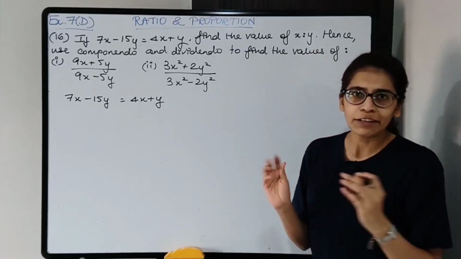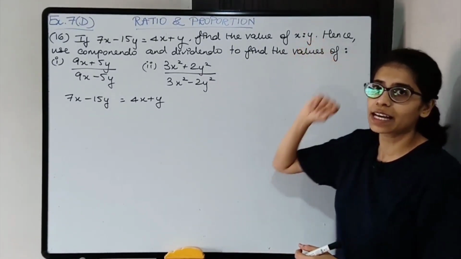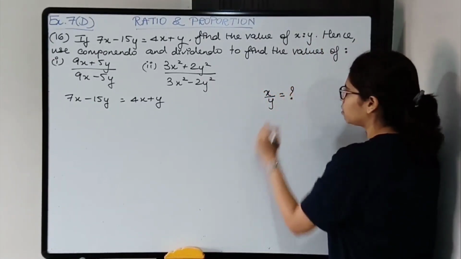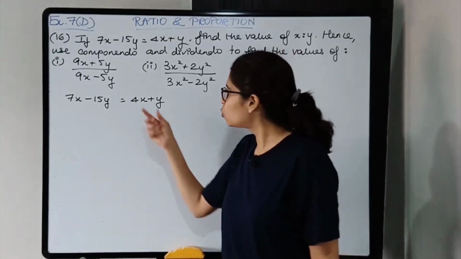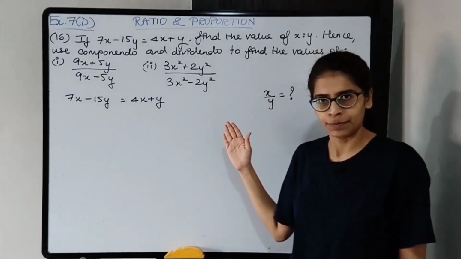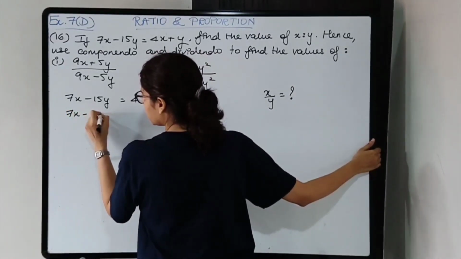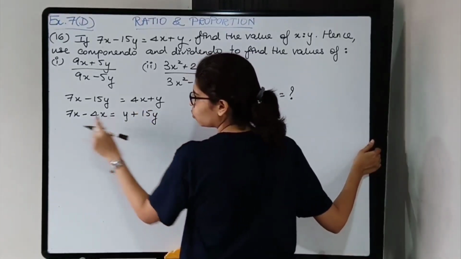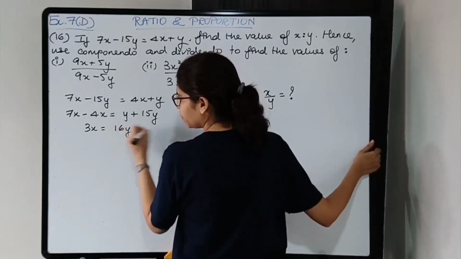What do you need to find first? First you need to find the value of x is to y, that is x upon y. Okay. From this you can easily find out. Let us group x on one side and y on the other side. So shifting this over here and this over here. So 7x minus 4x gives 3x and here we'll get 16y.